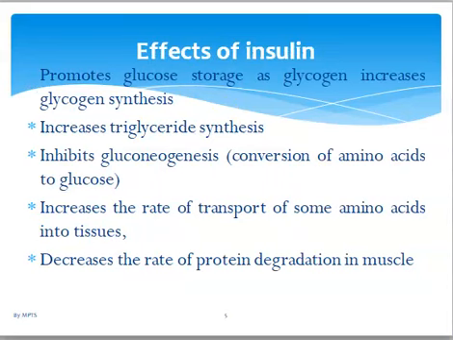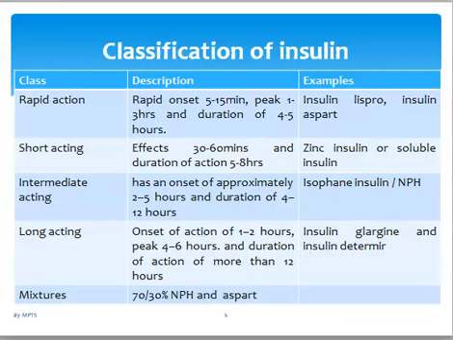Now, let's look at the effects of insulin. Which are those effects? It promotes glucose storage, by promoting glycogen synthesis. It increases triglyceride synthesis. It inhibits gluconeogenesis, the conversion of amino acids to glucose, and it increases the rate of transport of amino acids into tissues and decreases the rate of protein degradation. All these lead towards a decrease in blood glucose levels, and other effects.